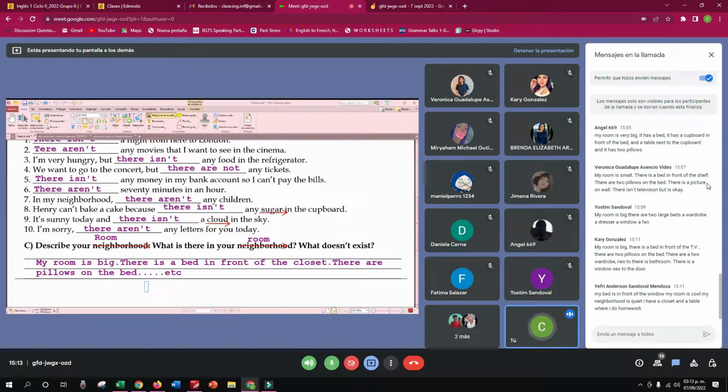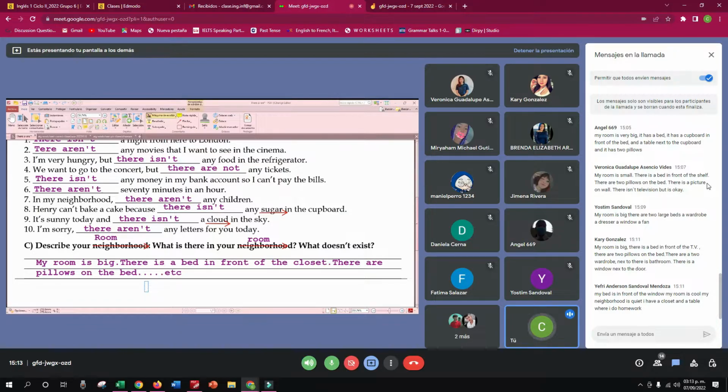Jeffrey, my bed is in front of the window. My room is cool. My neighborhood is quiet. And I have a closet and a table where I do my homework. Perfect, Jeffrey. You just need to use what? There is and there are. También ahí te faltó el there is, there are, Jeffrey.